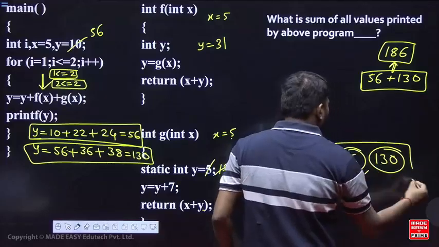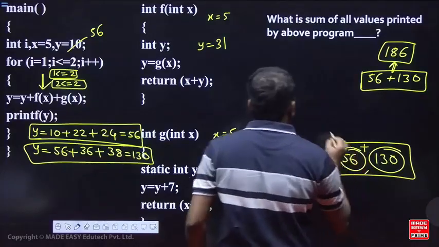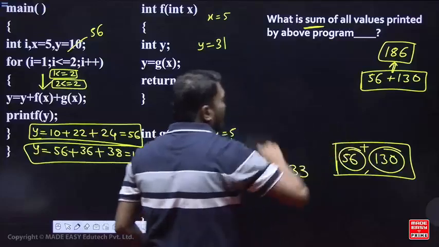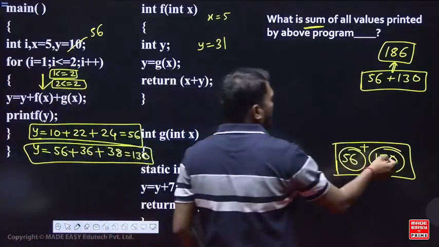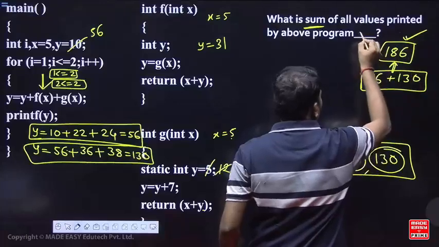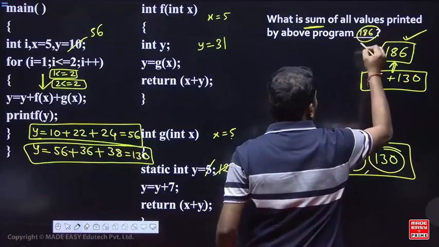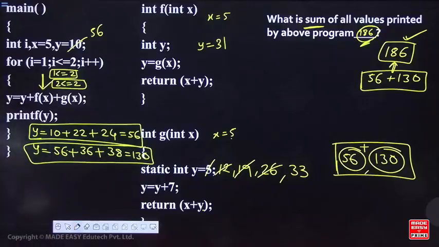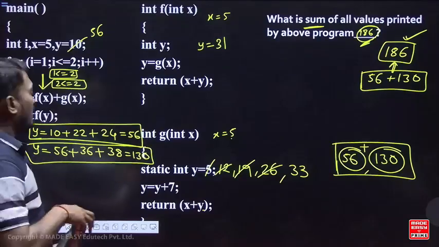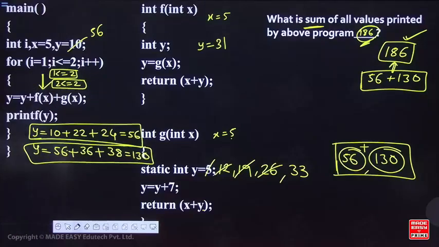Okay, you need to type. You have to add both. The question says sum of all the values. Add these two. 56 plus 130, 186. So you need to type the answer as what? 186. Okay. Did everyone understand? Okay, the question is simple only. You need to execute properly.